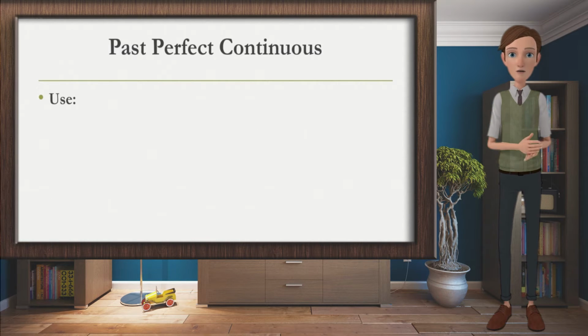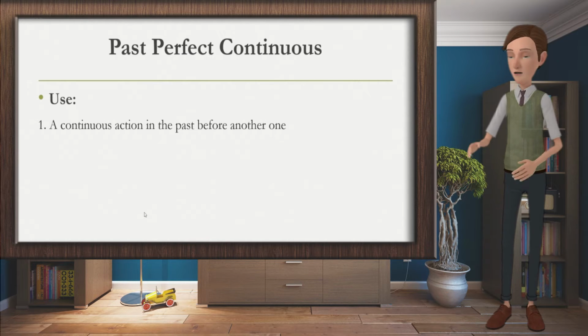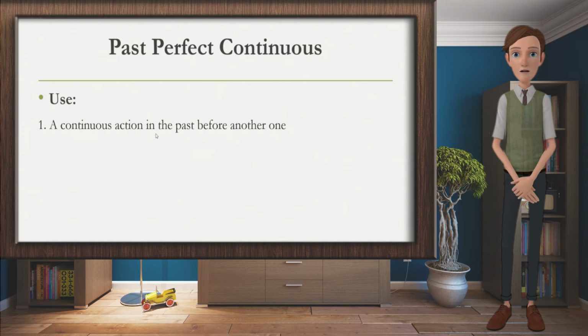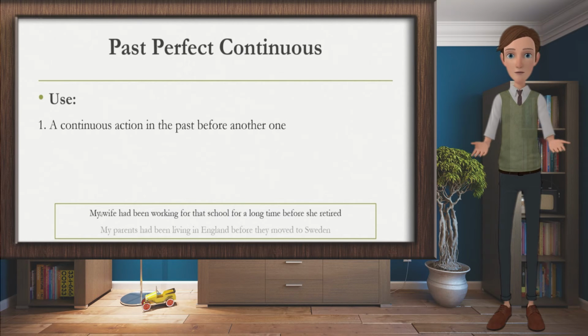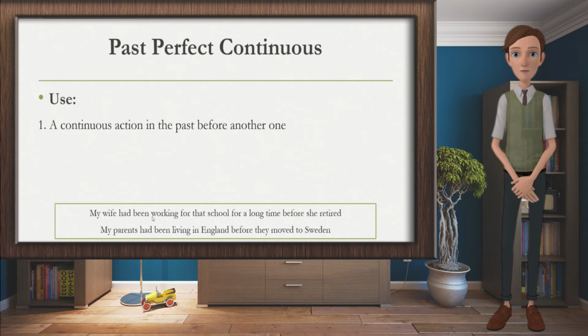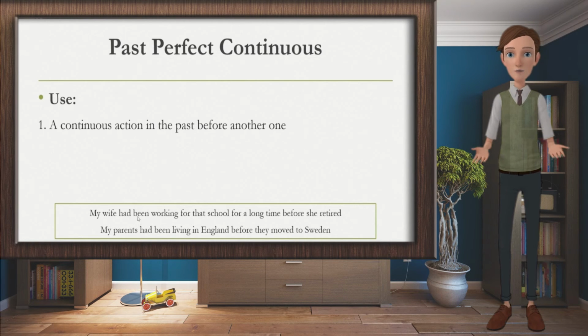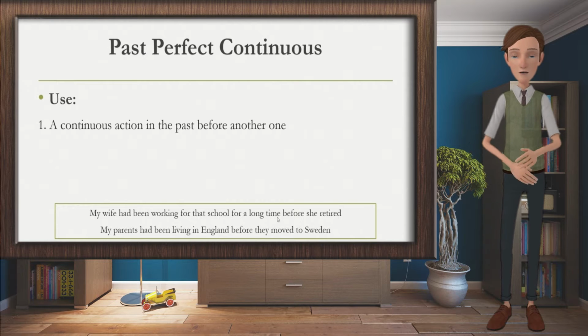The use of the past perfect continuous. We use the past perfect continuous to talk about a continuous action in the past before another one. For example, my wife had been working for that school for a long time before she retired. So the action here is a continuous action in the past that happened before another action.